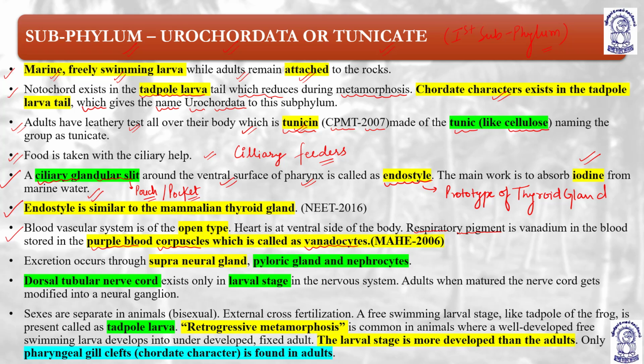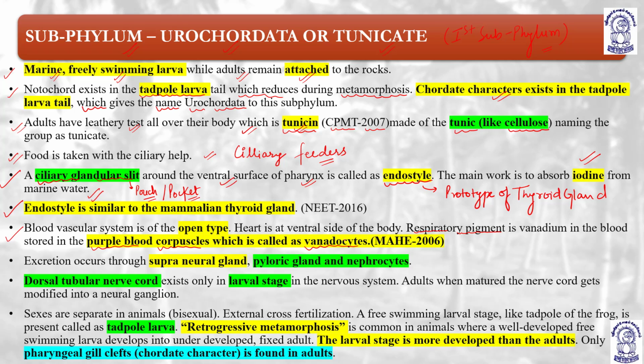Now, in case of hemichordates also, we got to know about the respiratory pigment vanadium, okay, but there were no corpuscles. And the heart in case of hemichordates is dorsal, and the heart in case of urochordata is ventral, okay. So these are the differences, okay.